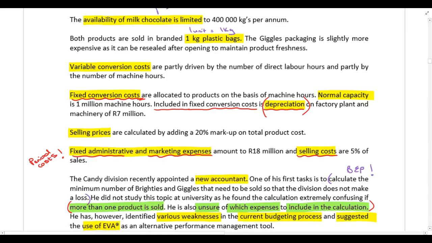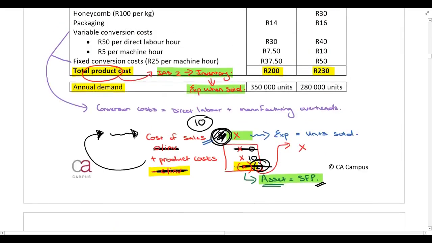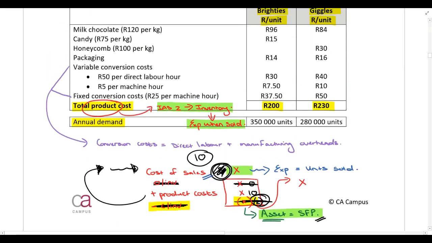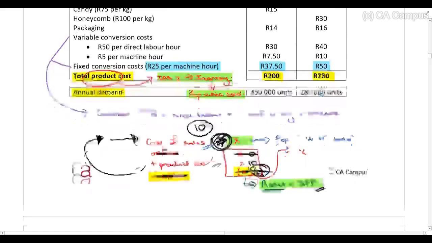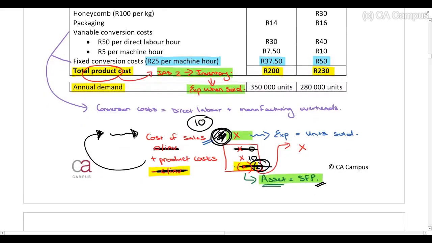If we go back to the information provided in the scenario, for our period costs, we've got these fixed conversion costs. Now, we know that there is an allocation rate here of 25 rand per machine hour, and for both of the products, we've also been given the unit costs. We need to try and calculate what this fixed conversion cost is in total, because obviously we don't want the rate per hour or the cost per unit. We need the total fixed cost for the year.